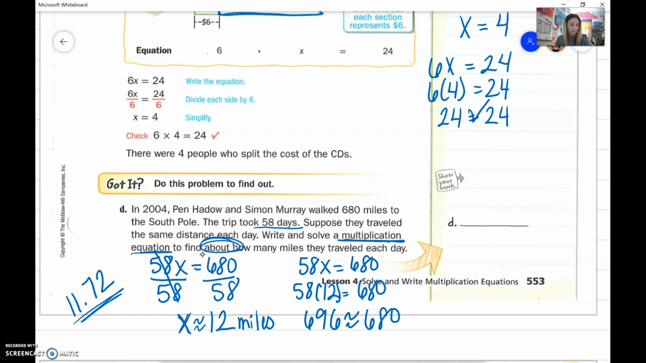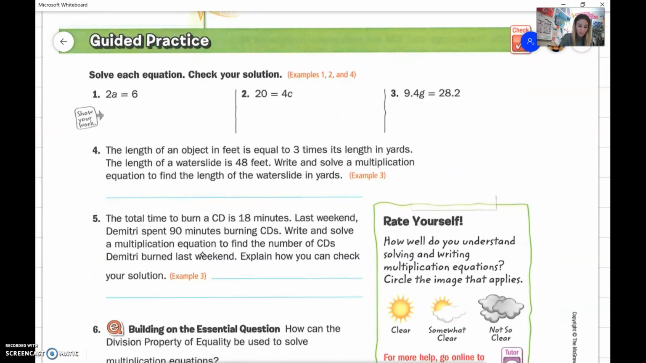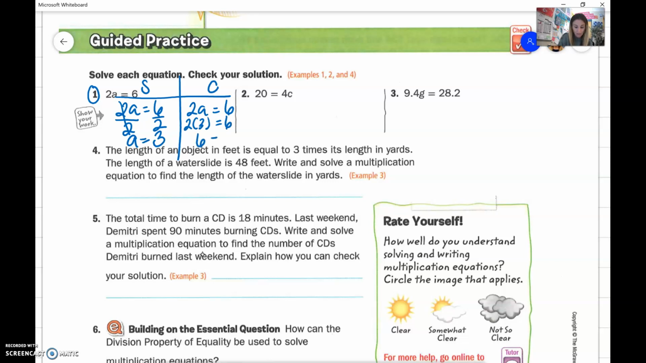Good rule of estimating. All right, go ahead and turn to the next page. We're going to go ahead and do just a couple of these examples. Let's take a look at 2. Solve and check. It is 2a equals 6. I know to isolate the variable, to get that a by itself, I'm going to divide each side by 2. 6 divided by 2 is 3. We believe that a is 3. So 2 times 3 equals 6. 6 equals 6. Check, correct.